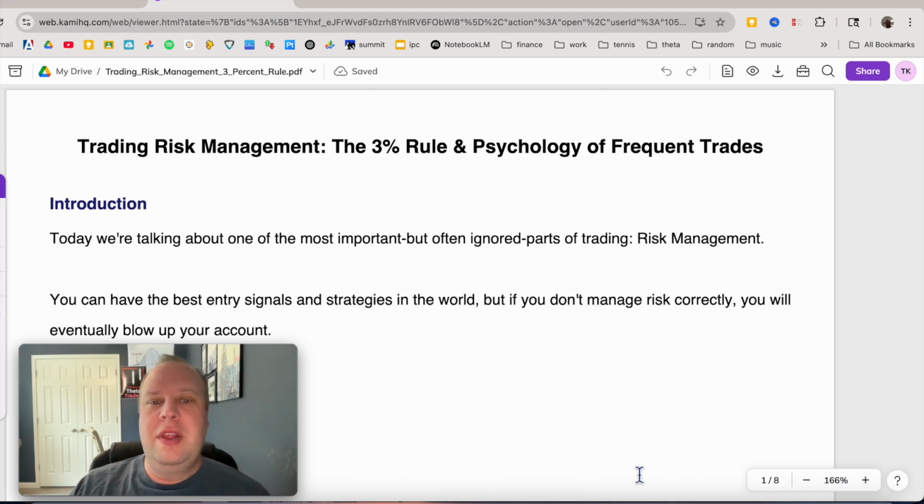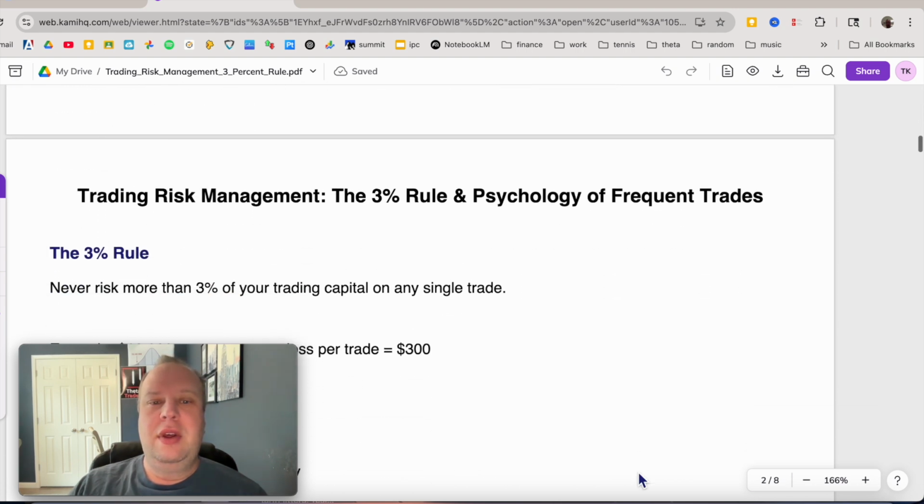So today we're going to talk about one of the most important but often ignored parts of trading, risk management. You might be a pretty good trader and you do a lot of good trades, but let's say you have one bad trade, but your risk management was off and you're risking 20% of your whole account on one trade. If that doesn't work, that's going to be a pretty big net loss on your account. So you could have the best entry signals and strategies in the world, but if you don't manage your risk correctly, you will eventually blow up your account.